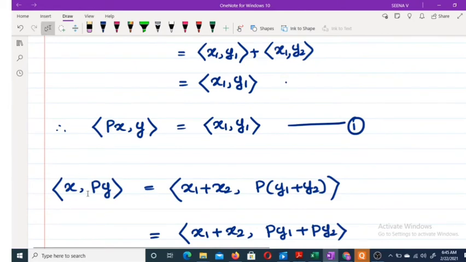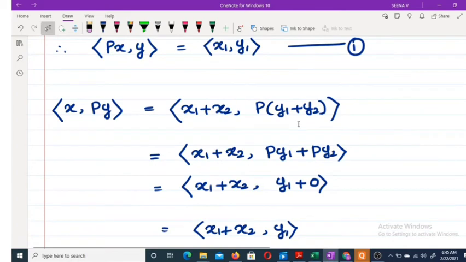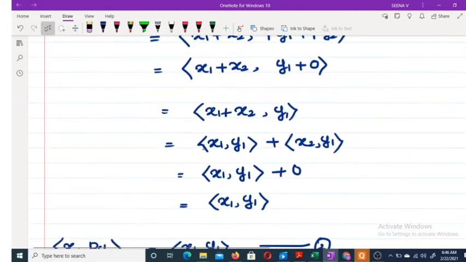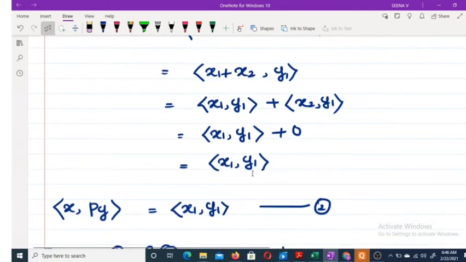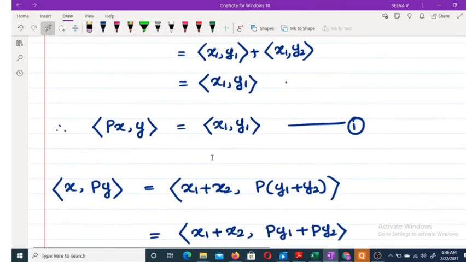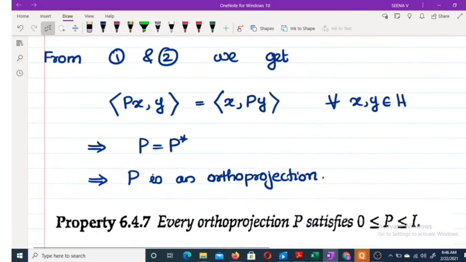Now what is inner product of x and Py? ⟨x1 + x2, Py1 + Py2⟩, Py1 is y1, Py2 is 0. That means inner product of x1 + x2 and y1. This is same as inner product of x1, y1 plus 0, which is equal to ⟨x1, y1⟩. Thus we get inner product of x and Py is equal to ⟨x1, y1⟩. Here also ⟨x1, y1⟩. From 1 and 2 we get ⟨Px, y⟩ = ⟨x, Py⟩ for every x, y belongs to H. This implies P equal to P star, implies P is an ortho projection.